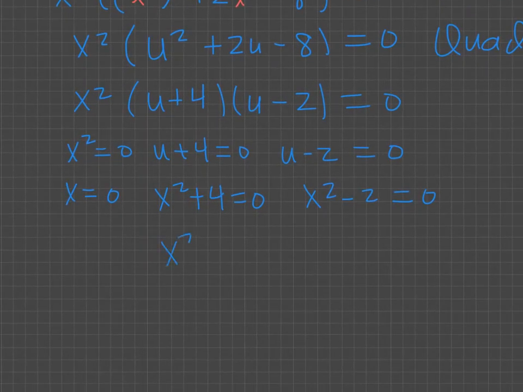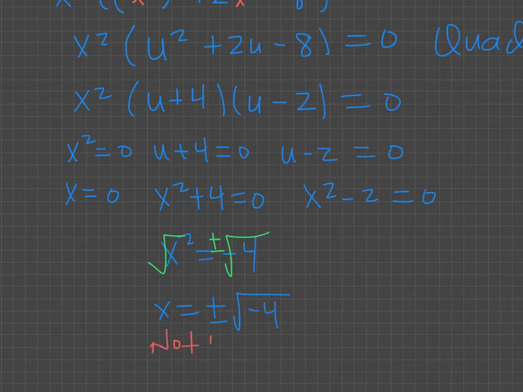We've got x squared equals negative 4. If we try to take the square root, we get a plus or minus out in front, and we end up with x being not real, because we have a negative under the square root. So this is not a real 0, and it's not going to give us an x-intercept.